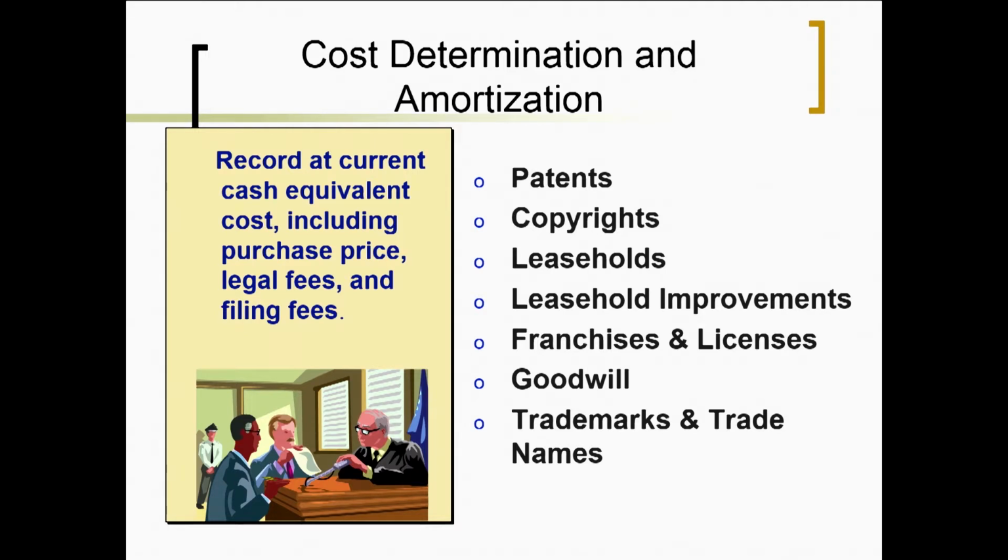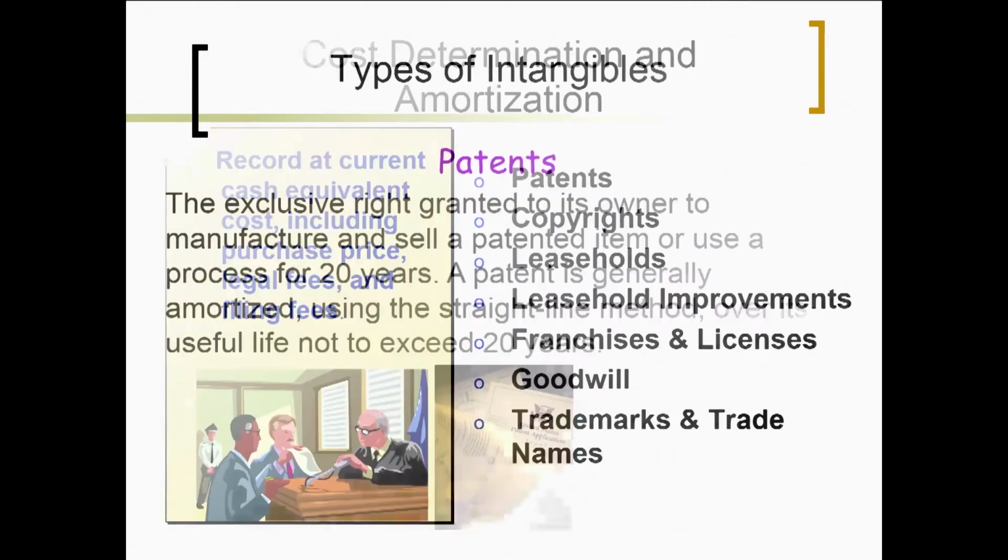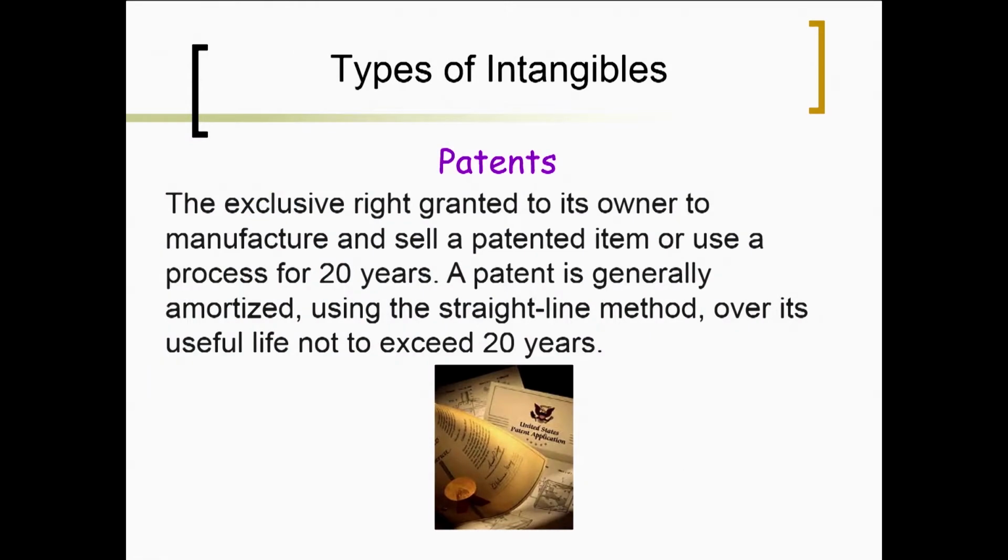Some of these words you've heard before, right? Patents and copyrights and trademarks and that sort of thing. Let's talk about those. What is a patent? A patent is the exclusive right granted to manufacture and sell an item for a period of time.